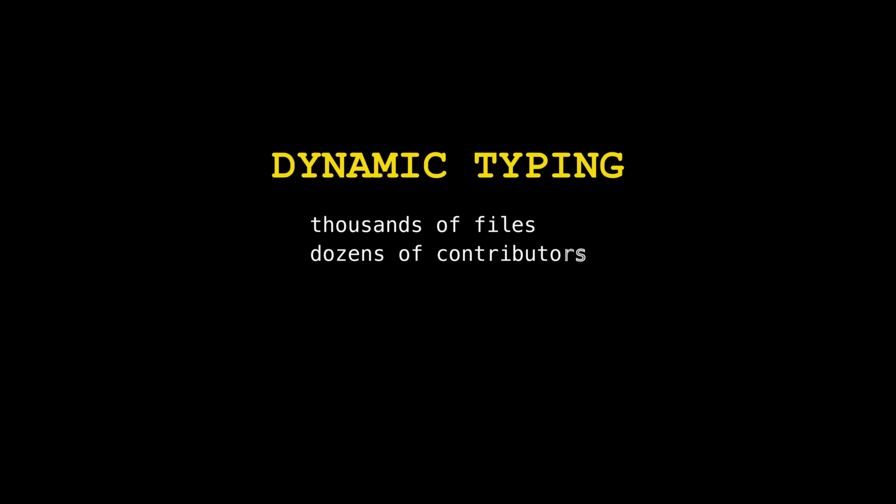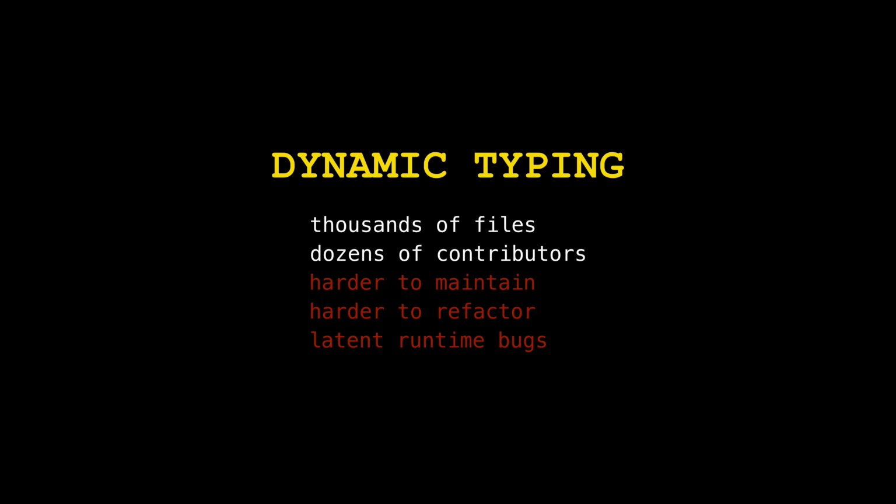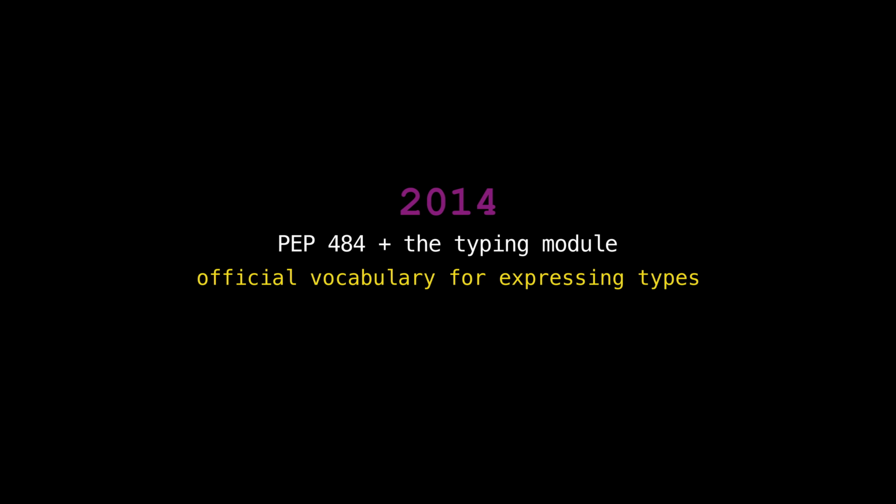Untyped codebases with thousands of lines of code and dozens of contributors became harder to maintain, harder to refactor, and more prone to bugs that only appeared at runtime. Python is a community-driven language, and to address this growing need, in 2014, the community responded with PEP 484 and the typing module. For the first time, Python had an official vocabulary for expressing types, and third-party static type checkers could use that vocabulary to check your code before it runs. Since then, the typing system has continued to evolve, with new features arriving in nearly every Python release.